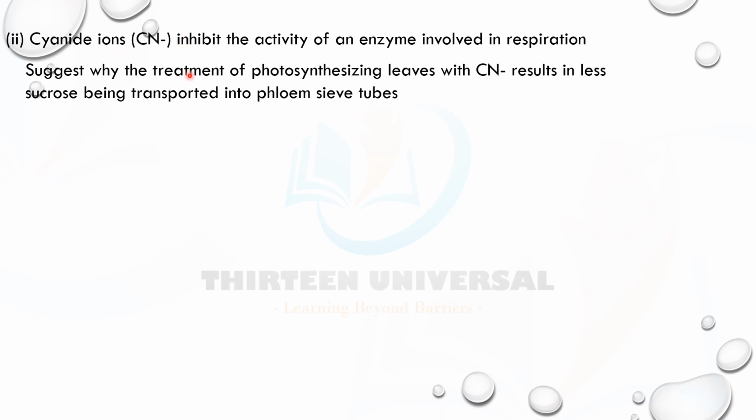All right, now point number one is synthesis of sucrose. The sucrose you want to transport must be synthesized during photosynthesis. ATP is needed for synthesis of sucrose by photosynthesis. So that means sucrose may not be synthesized. So this suggests why the treatment of these leaves with this results in less sucrose being transported. Sucrose may not be synthesized because energy is needed for synthesis of sucrose.